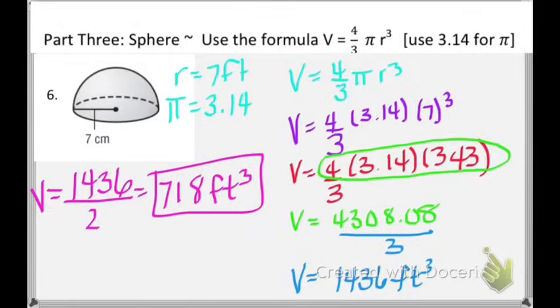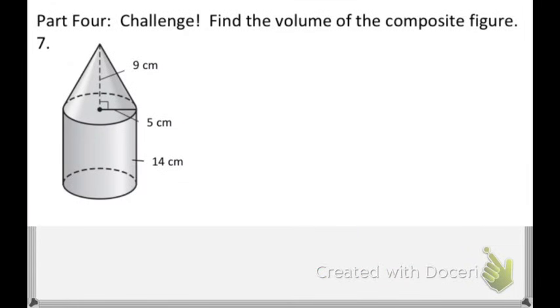All right, I have a challenge for you. I want you to do number 7. Now, if you look, there's more to this than just it's a cone or it's a cylinder or it's a sphere. You've got a cone on the top, and then you've got a cylinder on the bottom. All right, so see what you can do to figure out what the volume of this entire figure is.